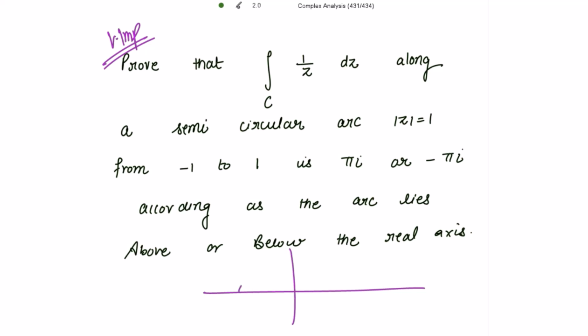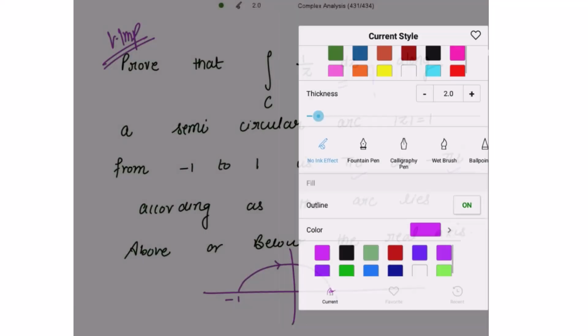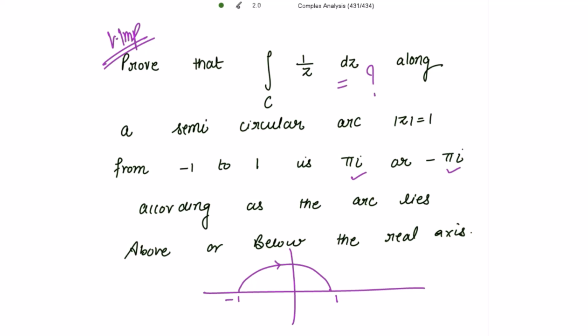If the arc lies above the real axis from -1 to 1, then what would be the result of this integral, πi or -πi? This we will check. This will be case 1. And case 2, if the arc lies below the real axis from -1 to 1, what could be the result of this integral again, πi or -πi? This we will check. So let's move on to the solution.